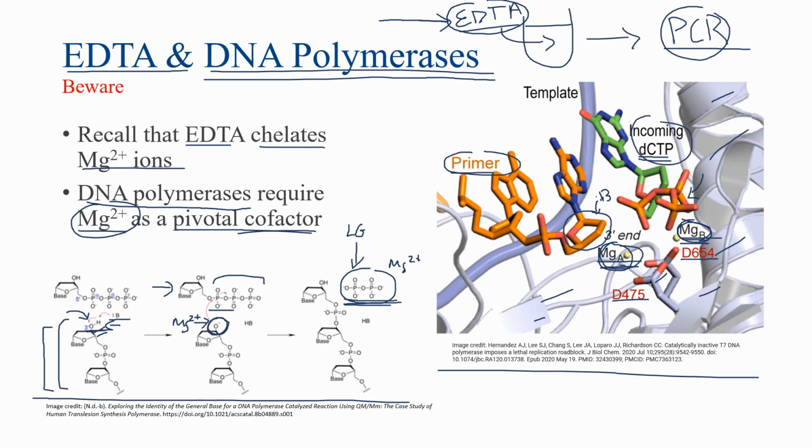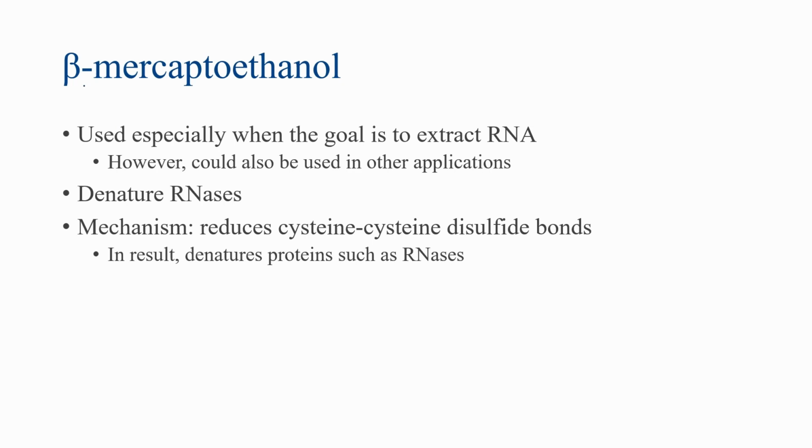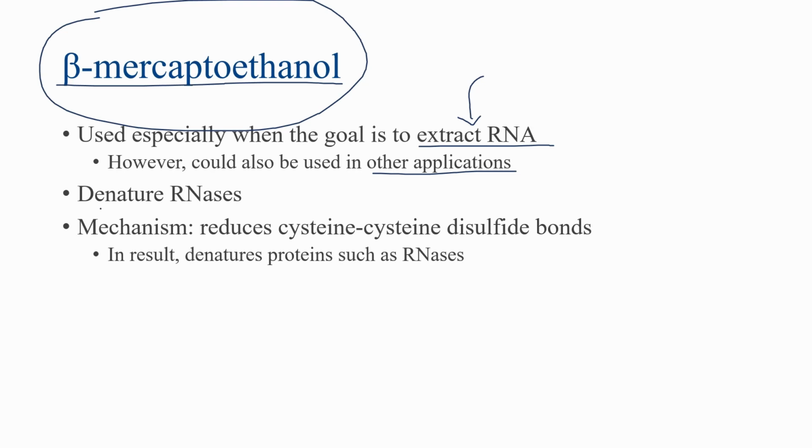So another component that is often used within cell lysis buffers is beta-mercaptoethanol. It is used especially when the goal is to extract RNA, but in reality, it can also be used in other applications that do not involve RNA extraction. And the reason we use beta-mercaptoethanol is so that it can denature RNases.